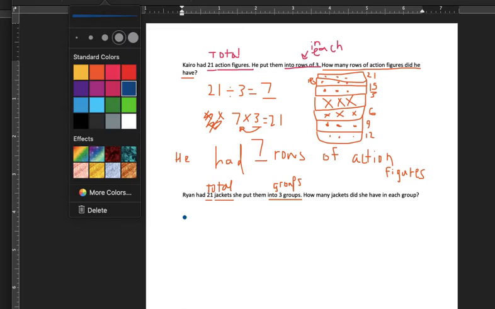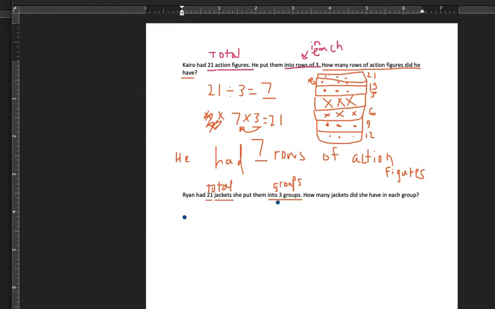So the third read, I'm going to set up my answer statement and then solve and write an equation to match. Ryan had 21 jackets. She put them into 3 groups. How many jackets did she have in each group? So this is my question right here. So it helps me set up my answer statement. How many jackets did she have in each group?